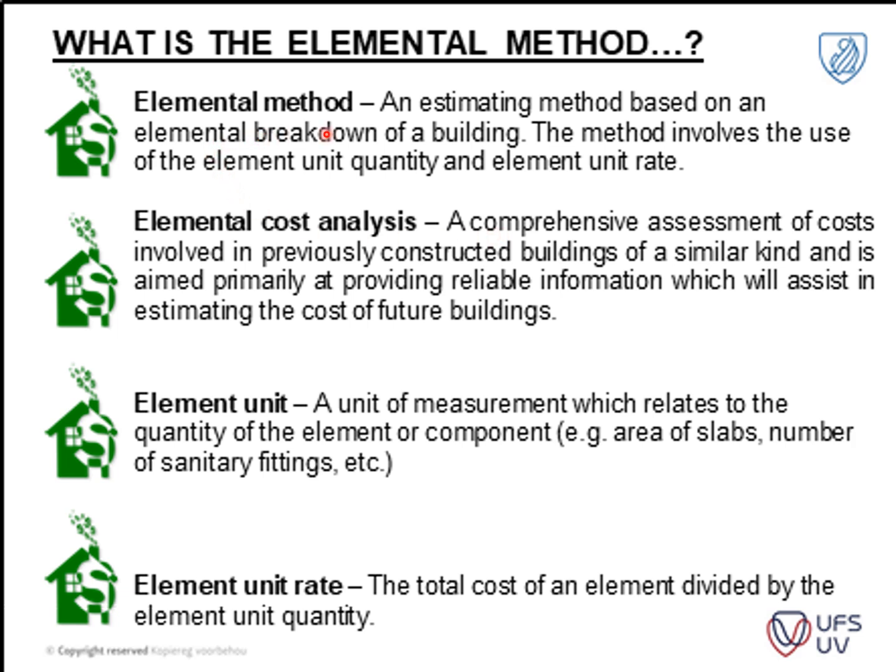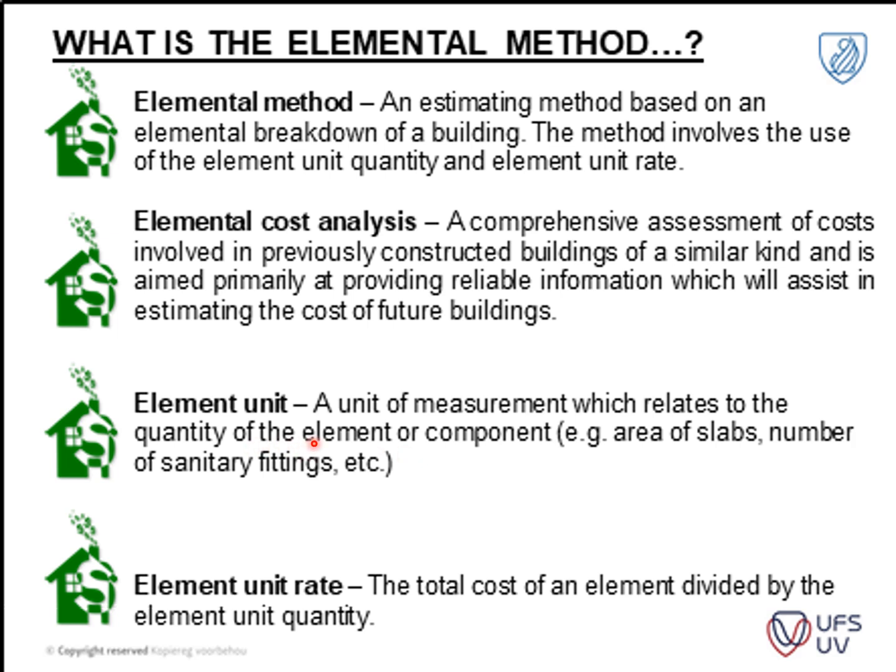So your elemental method is an estimation method based on an element breakdown of the building. The method involves the use of the element unit quantity and element rate. So this is basically information that you already should understand. So your elemental cost analysis is a comparison assessment of cost involved in the previous constructing of buildings of a similar kind, and it's aimed primarily at providing reliable information which will assist in estimating the cost of future buildings.